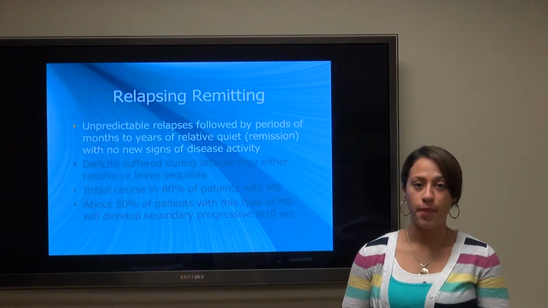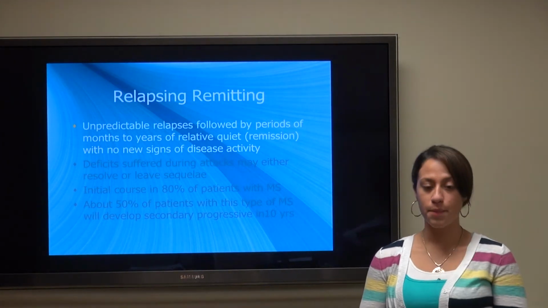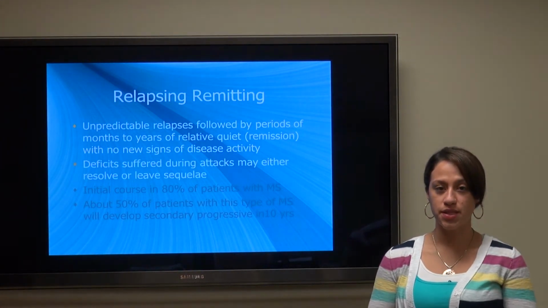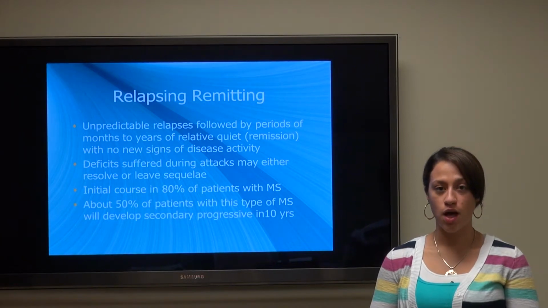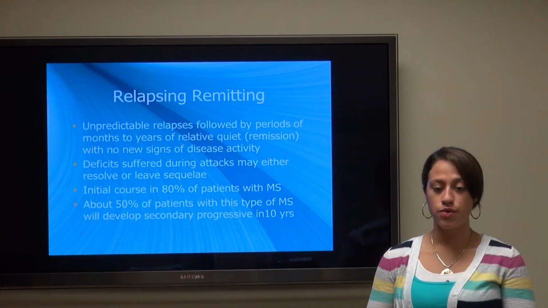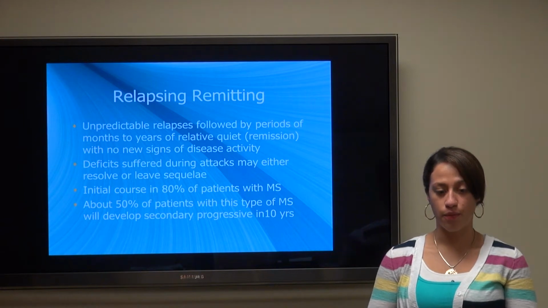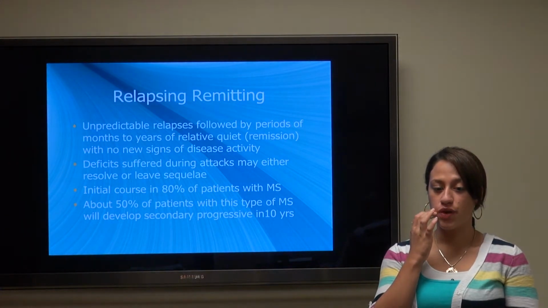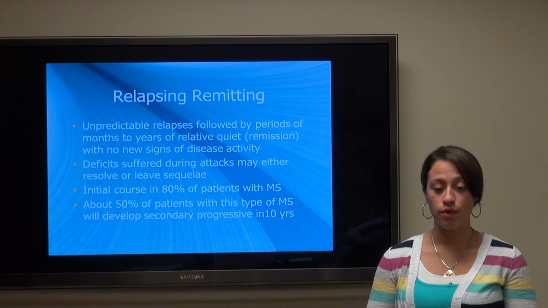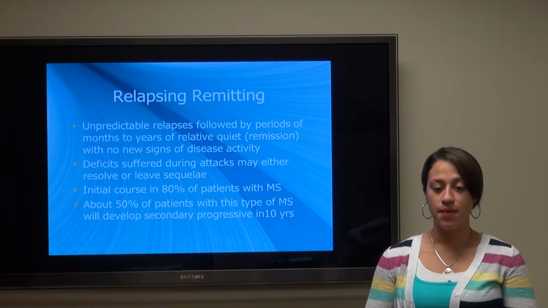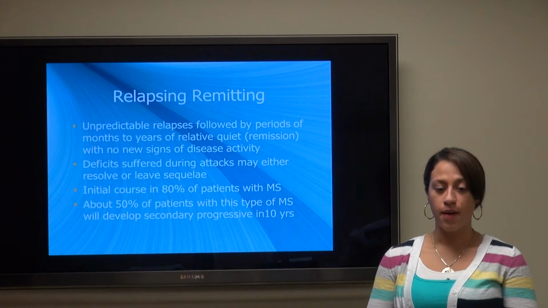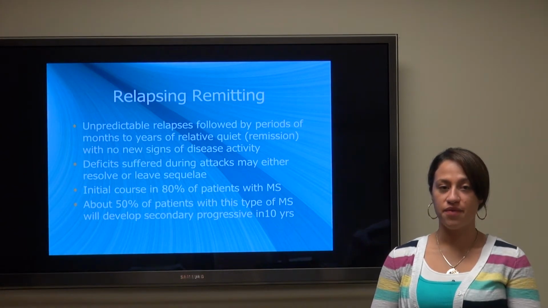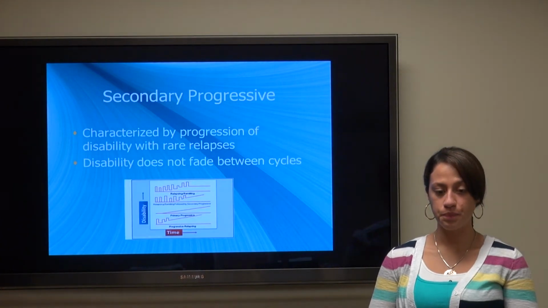So the first one I'll talk about is relapsing remitting. Basically, it has unpredictable relapses that are followed by periods of months to years of relative quiet, also known as a remission, with no new signs of disease activity at that point. Deficits suffered during attacks may either resolve or leave some sequelae. This is typically the initial course in about 80% of patients with MS. About 50% of patients with this type of MS will develop secondary progressive within 10 years.